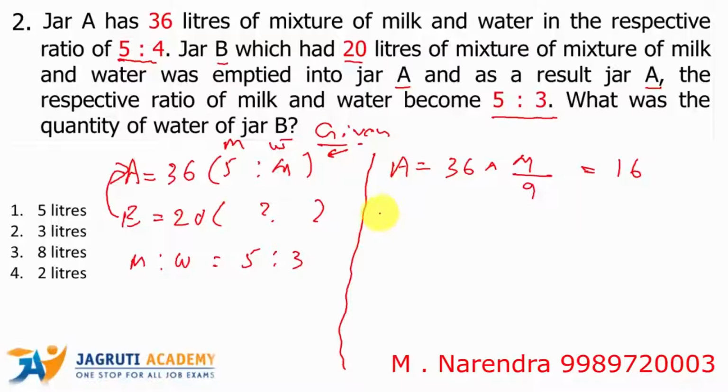And when B is poured into jar A, that is A plus B, now the quantity becomes 20 plus 36, which is 56. In this 56, the water part is 3 parts out of 8 parts. So take 3 parts out of 8 parts. So 8 7s are 56 and 7 3s are 21. So the water becomes 21. In jar A it was 16, in jar A plus B it's 21. So where does this extra 5 liters of water come from? This extra 5 liters of water comes from jar B. So my answer should be 5 liters, option choice 1.